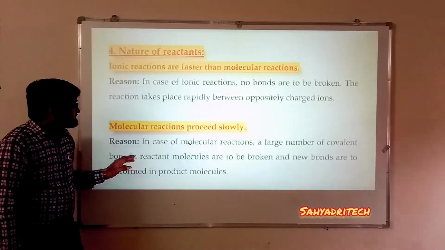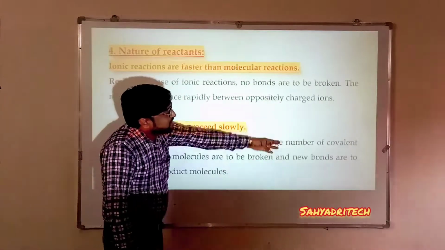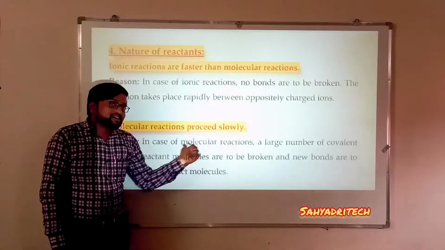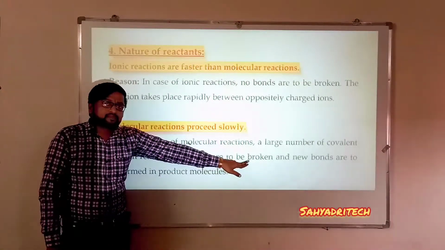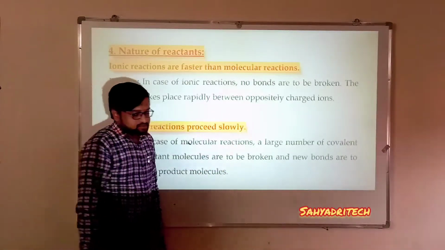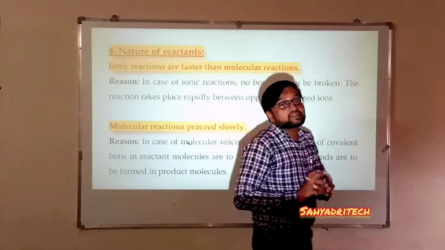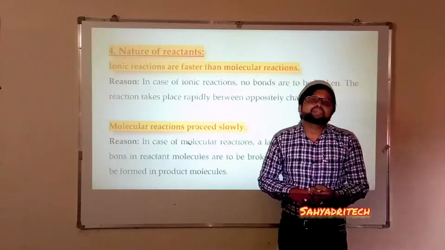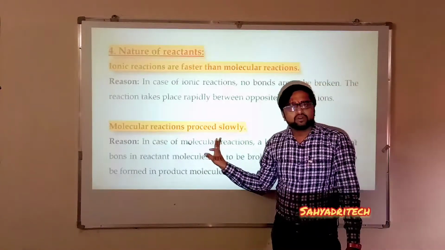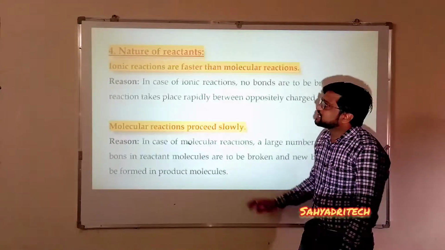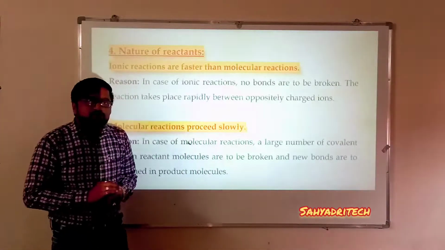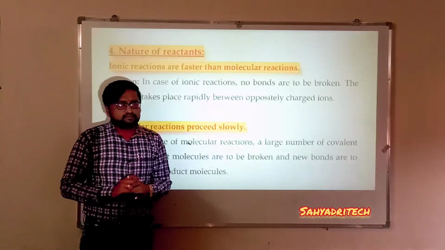What is the reason for this? In molecular reactions, a large number of covalent bonds in reactant molecules are to be broken, and new bonds are to be formed in product molecules. So a molecular reaction involves breaking and making of covalent bonds. Therefore, it proceeds slowly and has a very low rate of reaction. So that is regarding the nature of reactants, the fourth factor which influences the rate of a reaction.